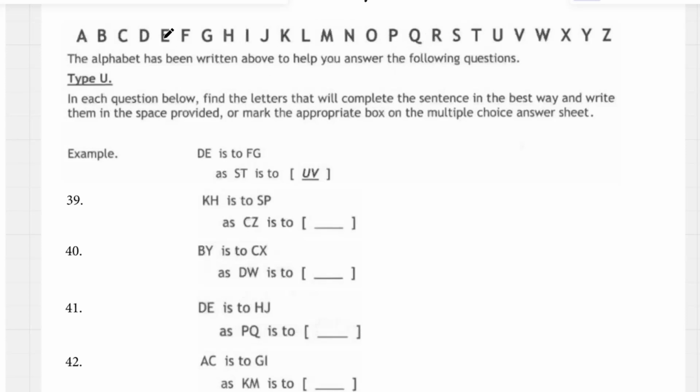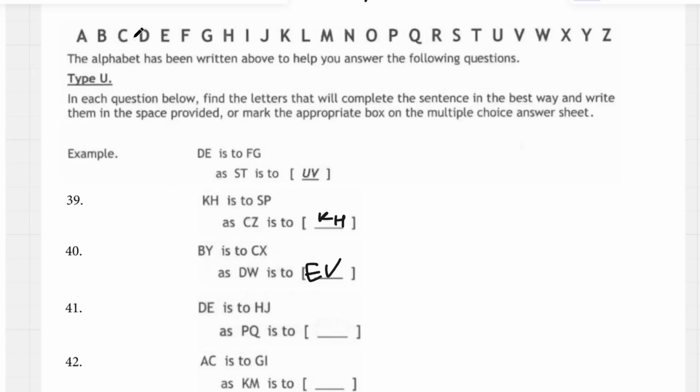C plus 8, 1, 2, 3, 4, 5, 6, 7, 8 is going to be K. And then H to P, it's going to be 2, 4, 6, 8. Z, 2, 4, 6, 8 is going to be H. B to C is add 1, D add 1 is going to be E. And then Y to X is going to be -1, W -1 is V.